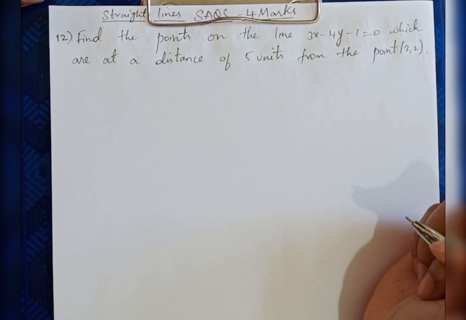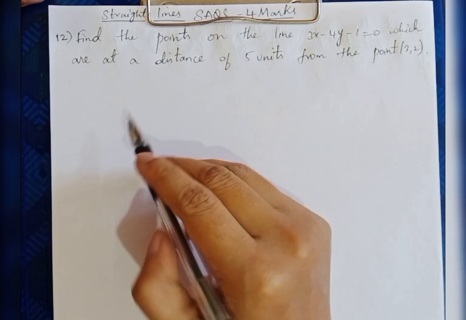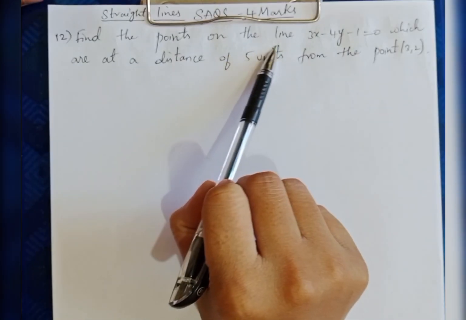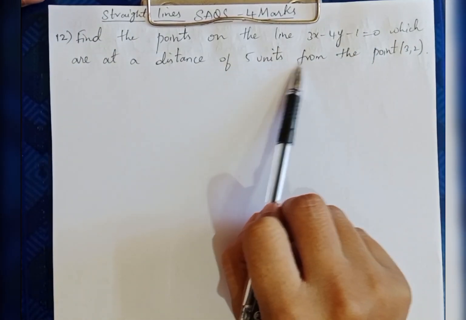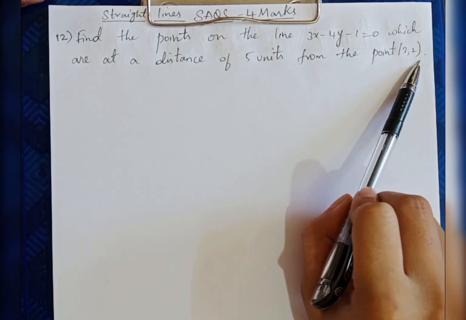Hello everyone. There are more 4-mark questions which are triple star and very important in straight lines. So the question is, find the points on the line 3x minus 4y minus 1 equal to 0 which are at a distance of 5 units from the point (3, 2).